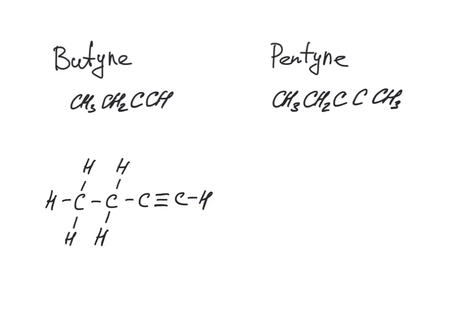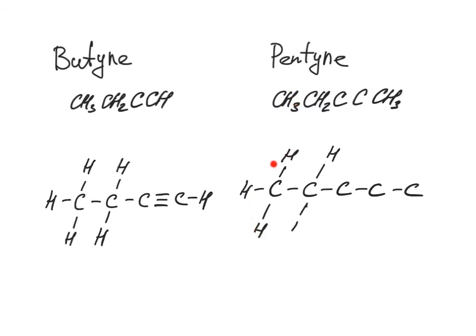And now let's look at the pentyne. 5 carbons, and the first one has all 3 hydrogens in place. The second one has 2 hydrogens. Then we have 2 carbons that do not have any hydrogens attached. Most probably they are bonded with a triple bond. They are too busy holding on to each other, so they don't have spare electrons to bond to hydrogens. And the last carbon is holding on to 3 hydrogens.